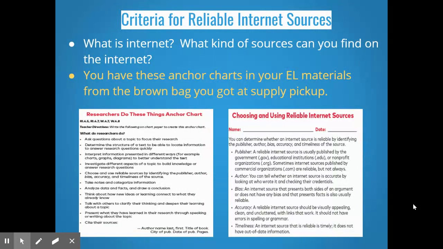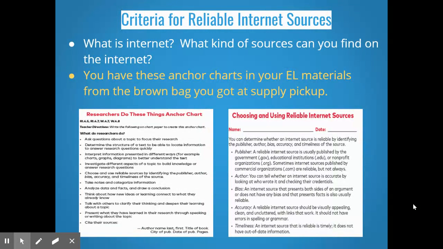So in order to find a reliable internet source, you need to make sure that it's got a publisher and author, that it's got a copyright. You want to get as non-biased as you can, so you get the actual facts and you don't get influenced by what people think, but you just get the real truthful information. So the publisher is who put the information out there.